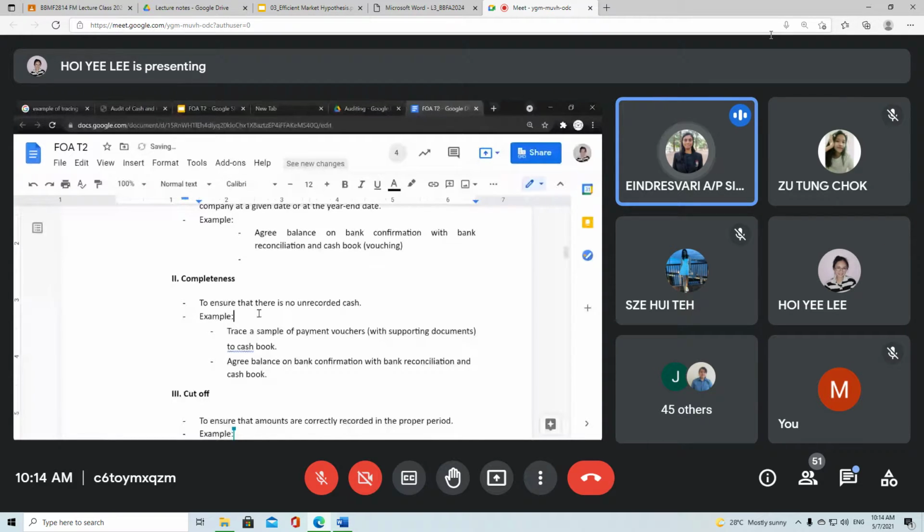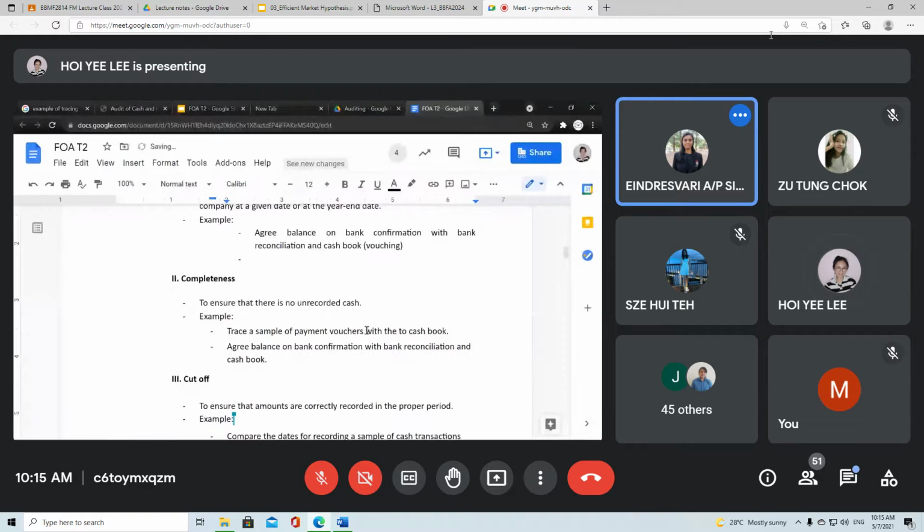PPE or cash and bank balance? I think I've given you two accounts, right, in the question. You are now doing question 3 or question 2? Question 3. Question 3, I have given you bank transaction and PPE, right? Okay, trace a sample of payment voucher with the cash book.